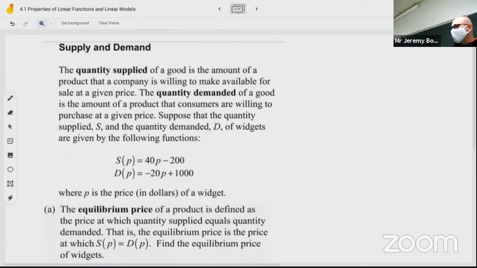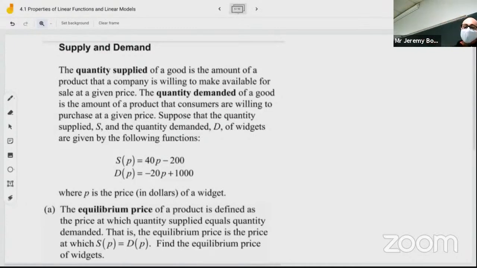If the TV is now $100, so it's cheaper, more people are going to want to buy it, so the demand is higher, but the company that produces it will not want to produce more because they're not making as much money. That is how supply and demand works.